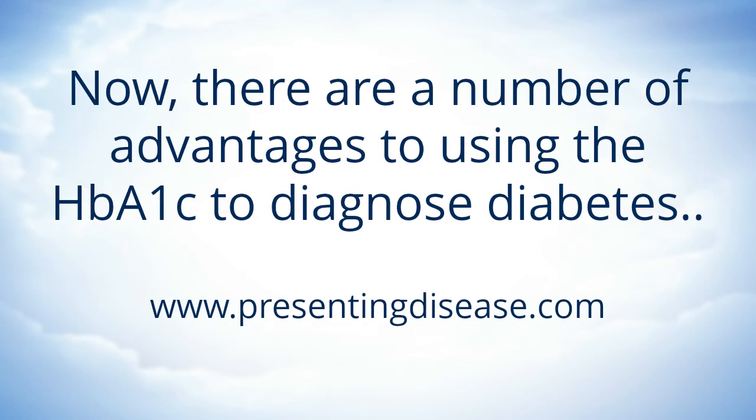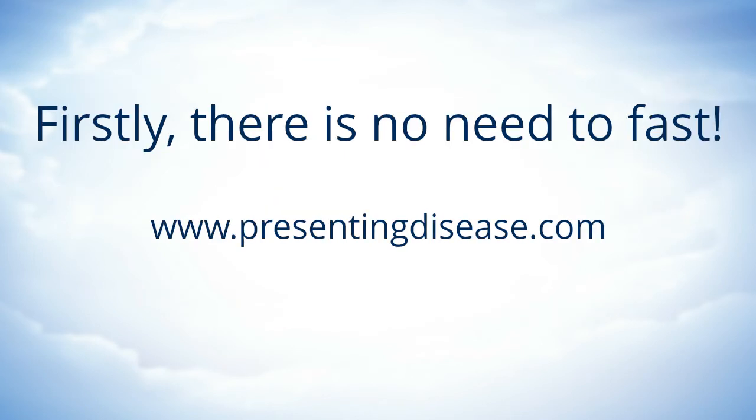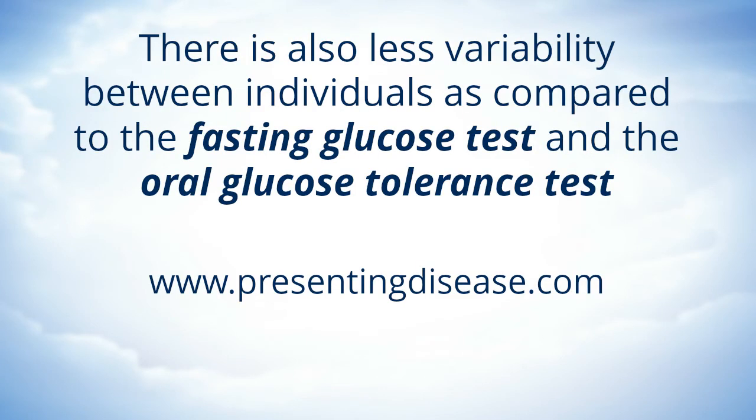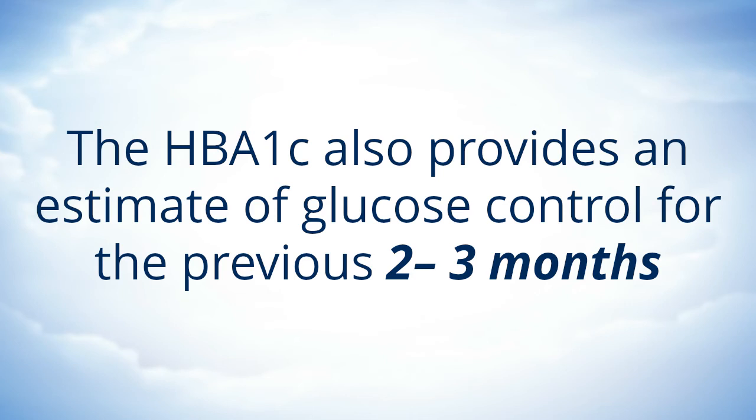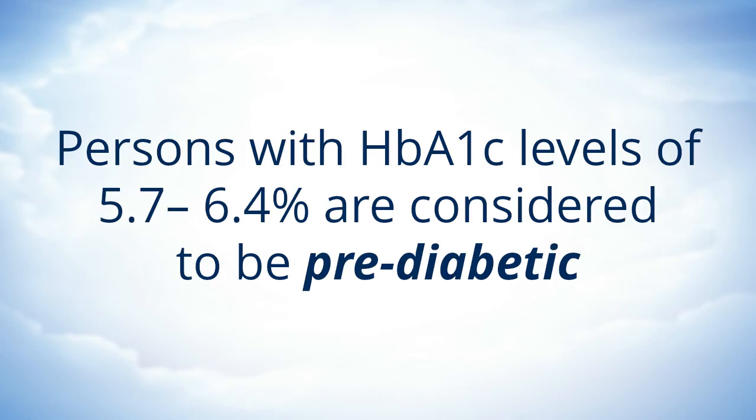Now, there are a number of advantages to using the HbA1c to diagnose diabetes. Firstly, there is no need to fast. There is also less variability between individuals as compared to the fasting glucose test and the oral glucose tolerance test. The HbA1c also provides an estimate of glucose control for the previous 2 to 3 months.